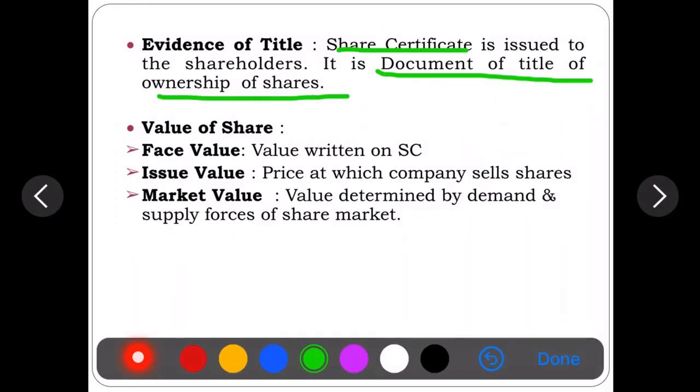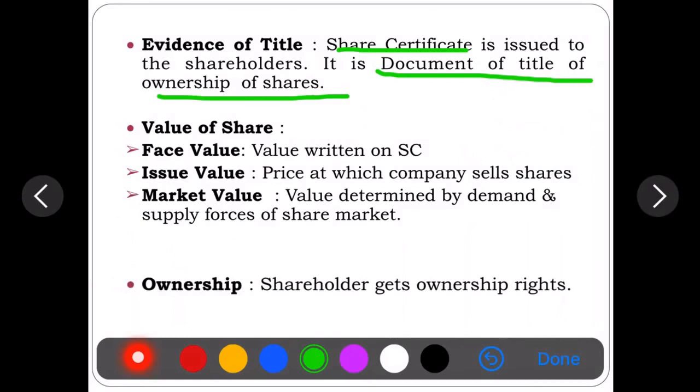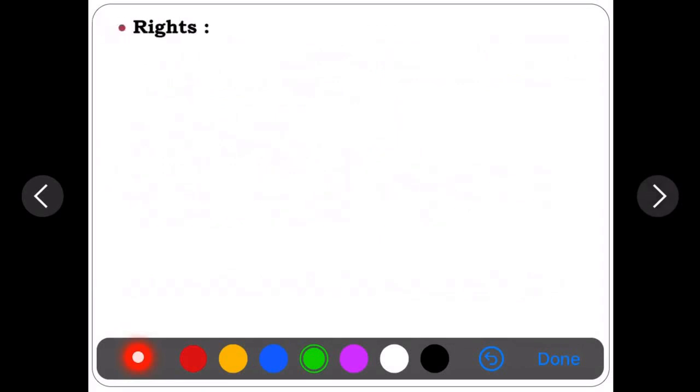The next feature talks about ownership. Since shares are an external source of owned capital, they carry ownership rights. So all the investors, or all the shareholders who invest in the company, will get ownership rights in return.